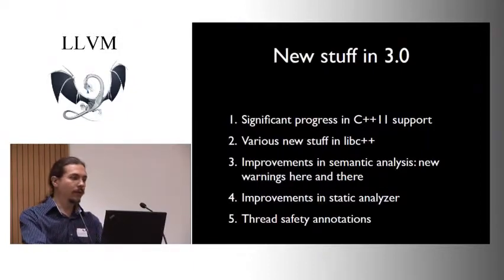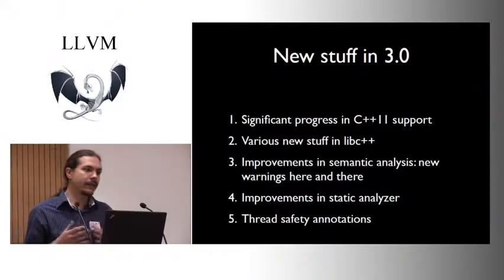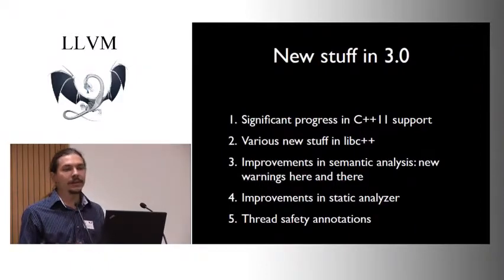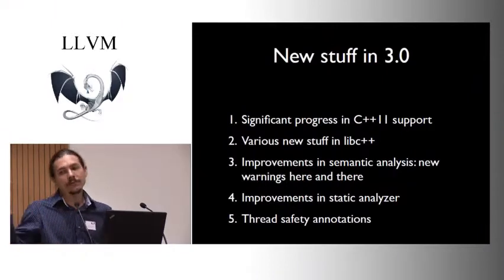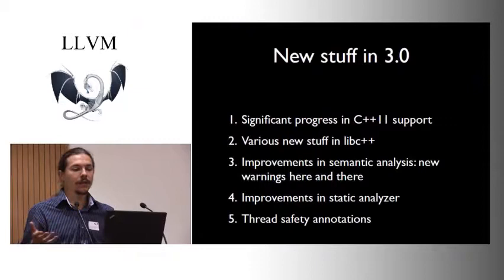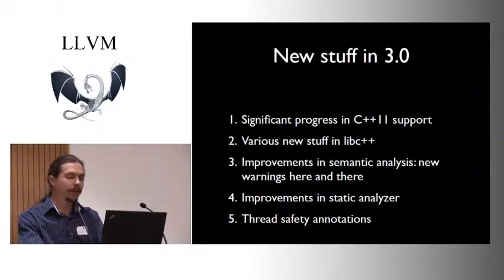Also, people from Google contributed the thread safety annotations. So one can define the semantics of various operations, or the semantics of how different threads access your variables, and there are semantic analysis checks based on these annotations. So you might get a warning if, for example, you are using the variables in a non-safe way. More details can be found on the Clang website on the thread safety annotations.